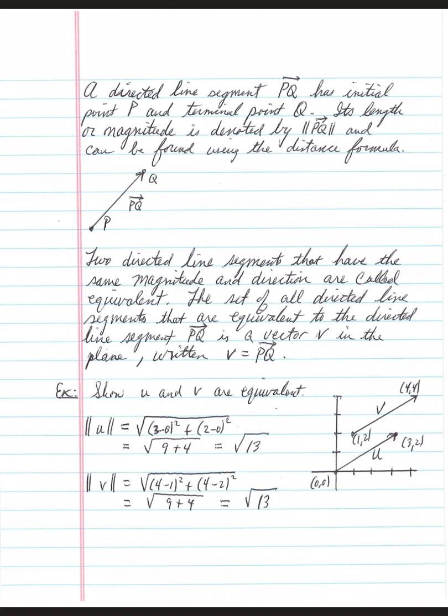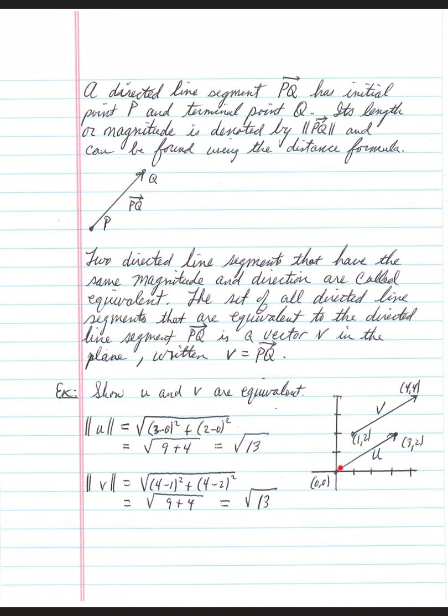Two directed line segments that have the same magnitude and direction are called equivalent. The set of all directed line segments that are equivalent to the directed line segment PQ is a vector V. Those vectors in the plane will be written as something like V, sometimes U, but it'll be a single letter representing a directed line segment. We're going to show that U and V are equivalent.